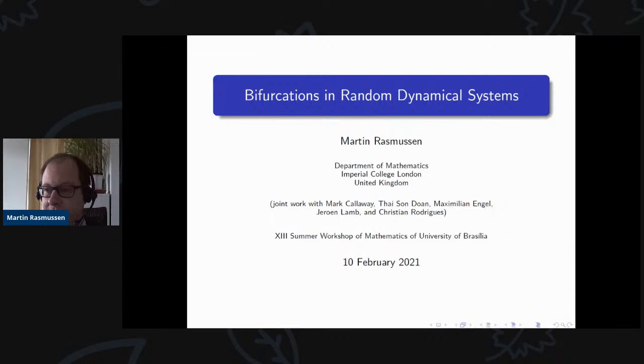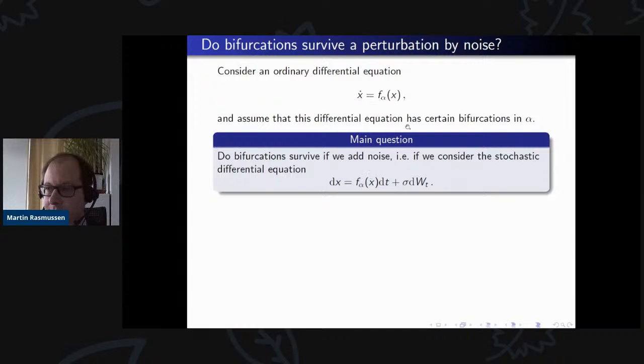random dynamical systems. So we look at first at the deterministic dynamical system generated by this ordinary differential equation x dot is equal to f of x. And we assume that this differential equation depends on some parameter alpha. And we also assume that we have certain bifurcations in alpha. So this means in particular, when we change alpha, that the behavior of our dynamical system changes qualitatively at bifurcation points.